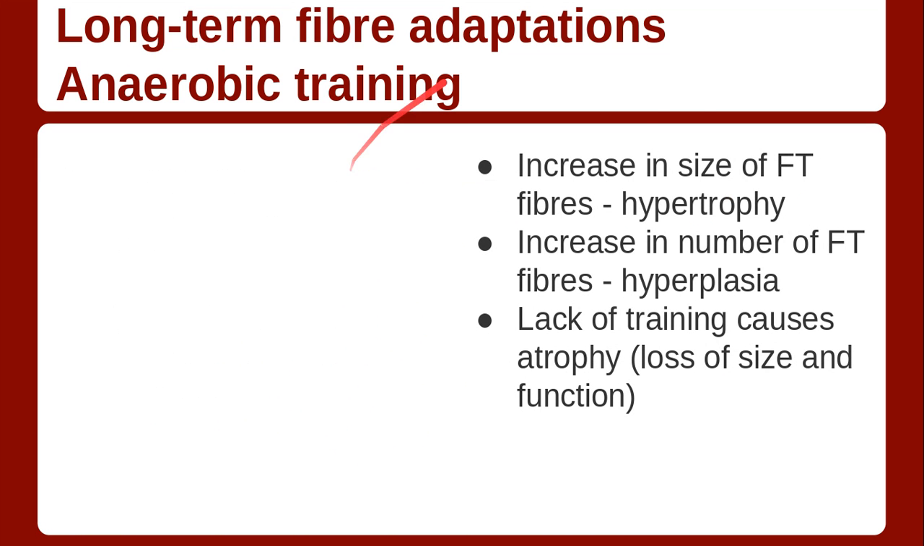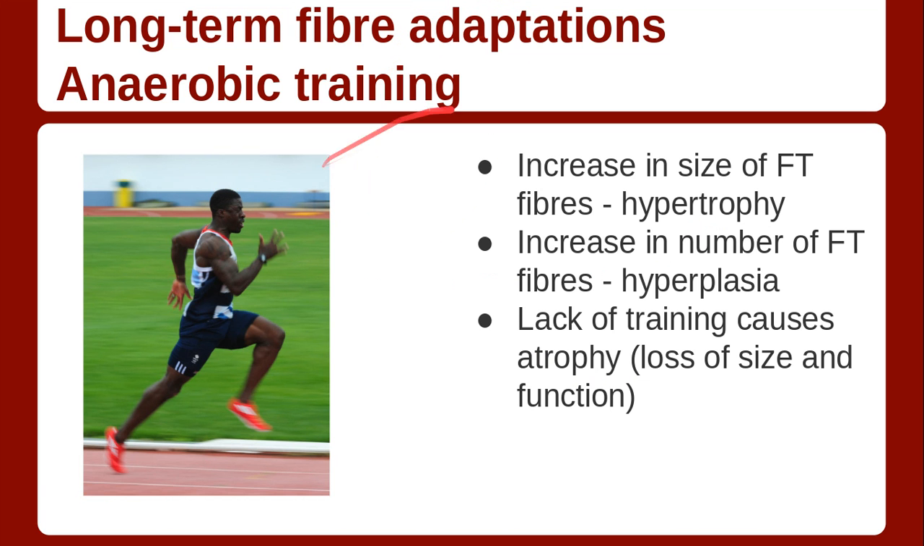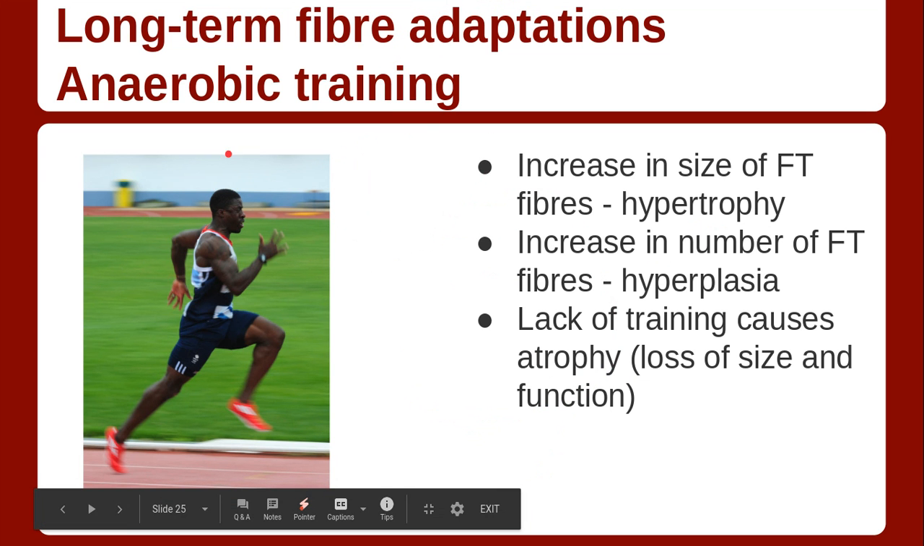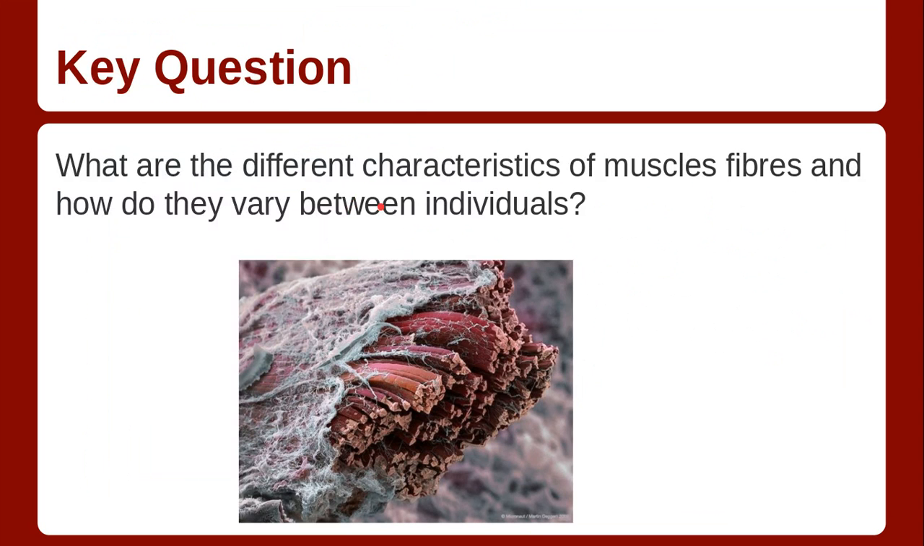Again, thinking about training, but anaerobic training this time, we can increase our fast twitch fiber size. That's our hypertrophy, linking back to one of our key terms that we've had earlier in the year. Increasing the number of fast twitch fibers, so our hyperplasia, again, from type 2A to 2X. And then lack of training will cause atrophy, which is obviously the reverse of hypertrophy. And those reverse if we don't keep that adaptation or that high level of anaerobic training up. So that's the nurture aspect of that, obviously linking to our anaerobic training.